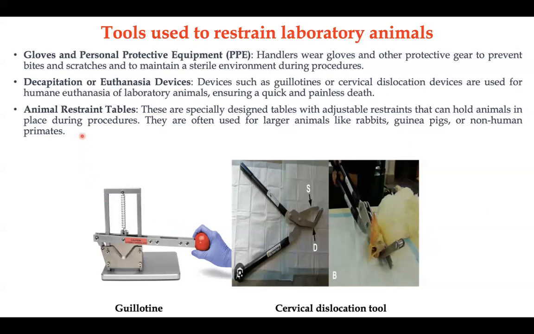Animal restraint tables. These are specially designed tables with adjustable restraints that can hold animals in a particular place during a procedure. During an experiment or an operation, an operation table is used. Likewise, these kinds of tables hold the animals in a particular place for the experiment or the treatment. They are often used for larger animals like rabbits, guinea pigs, and non-human primates as well.